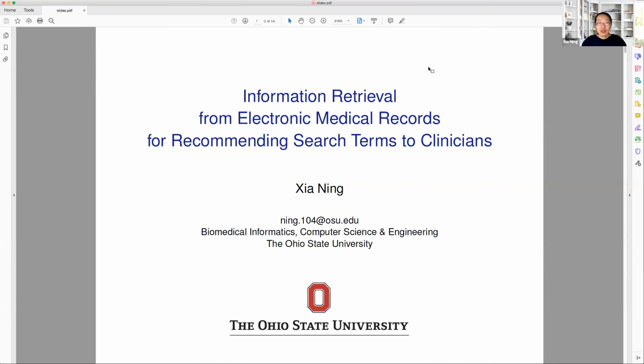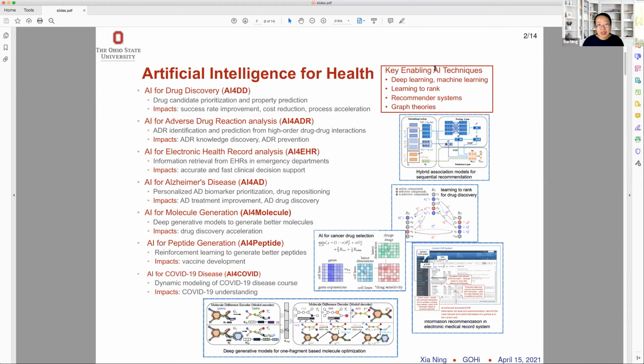Okay, so my topic is going to be on electronic medical record and how we utilize electronic medical record in order to help the physicians during the clinical decision process. So it's about information retrieval from electronic medical records for recommending search terms to physicians. And actually, I only have materials for half an hour, but in case you have questions, we can discuss more after the presentation. So before the presentation, I want to introduce myself and my lab a little bit more.